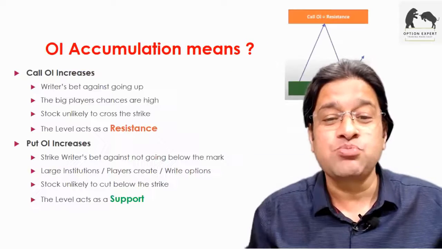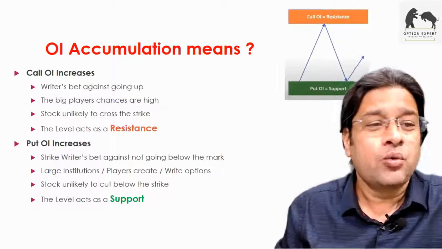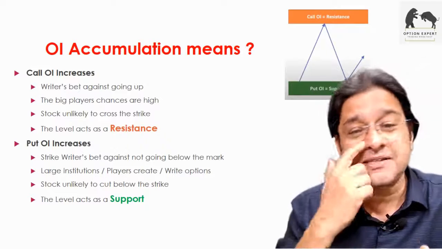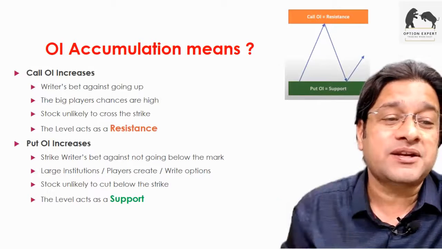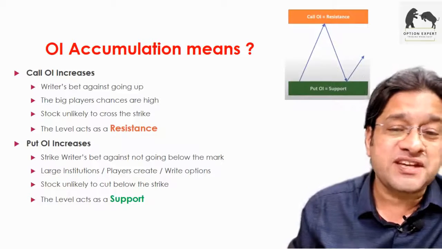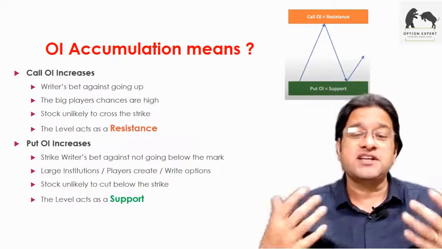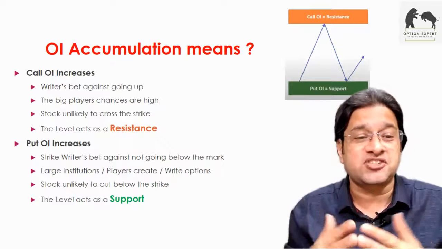Let's move on and try to understand this now. What is OAC? Whatever we were talking about: the increase in call open interest. Writers bet against the market going up. The big players' chances are very high. These institutions, whoever we are talking about, their chances are very high, and stocks are unlikely to cross the strike.